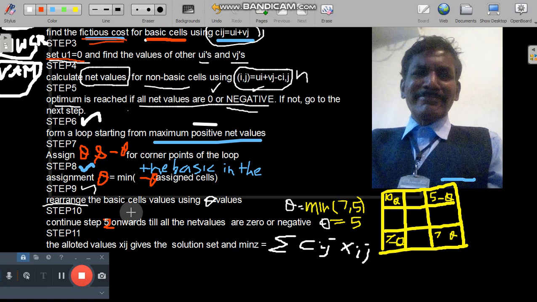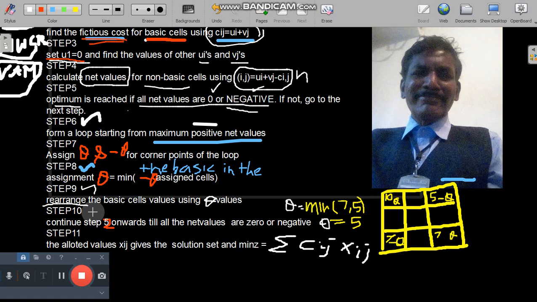Right. Now rearrange the basic values using theta values, as I told you just before. We have some existing basic value. If minus theta comes, then subtract the theta value. If plus comes, you add it. In such a way we can rearrange the basic values. Right. Now step number 10.